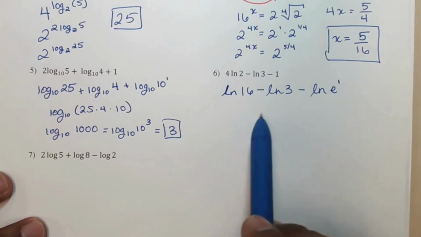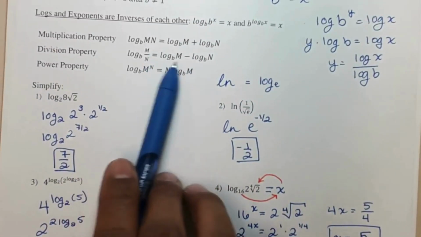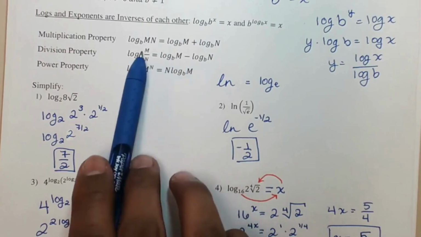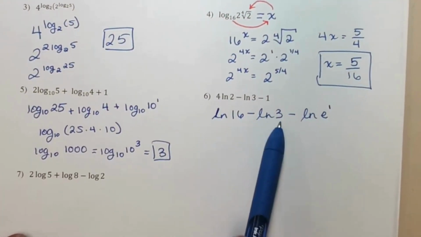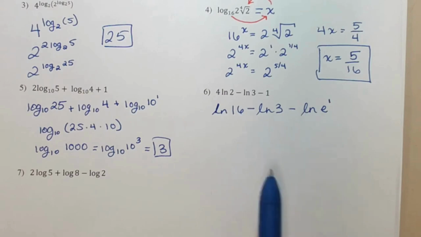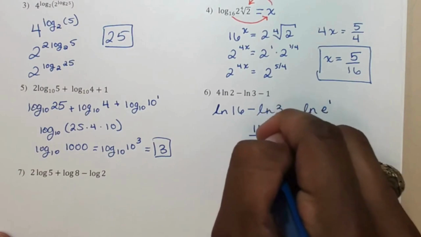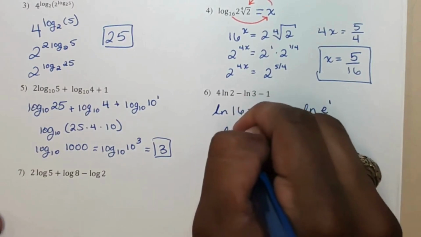So what do I do when I'm subtracting them? Well, if you subtract the same base logs from each other, you can actually put the numbers on the inside together and divide them. So I'm going to do 16 divided by 3 divided by e. Well, if I'm going to do that, it actually ends up coming out to being 16 divided by 3e. And that's all inside of that natural log.